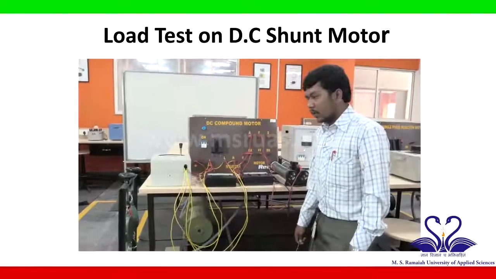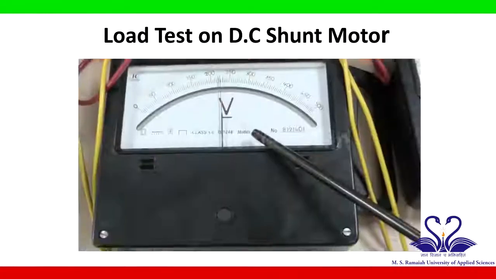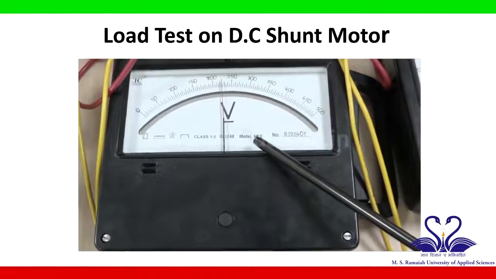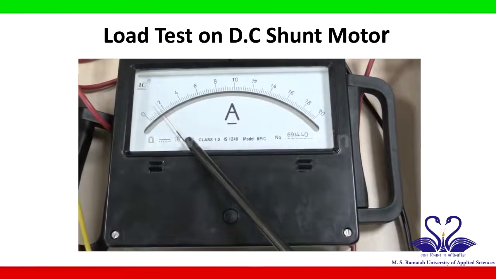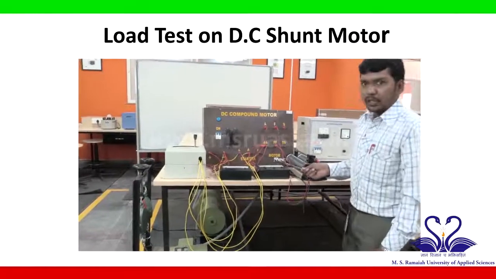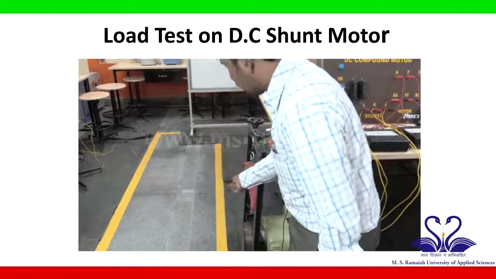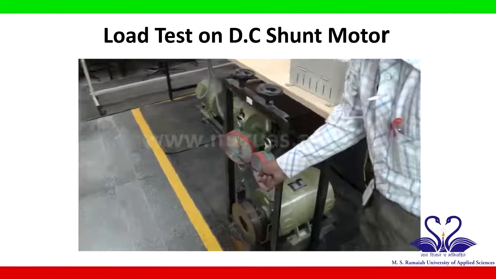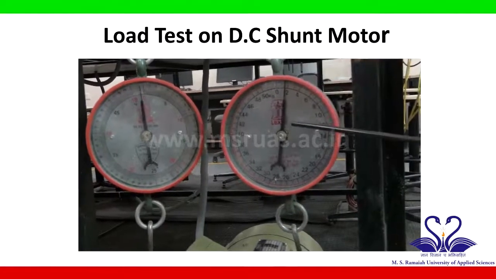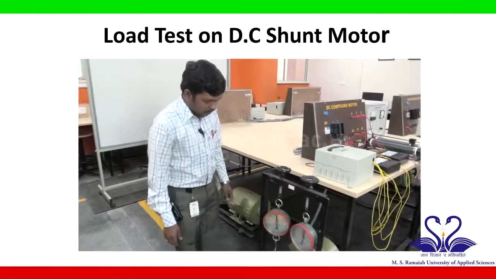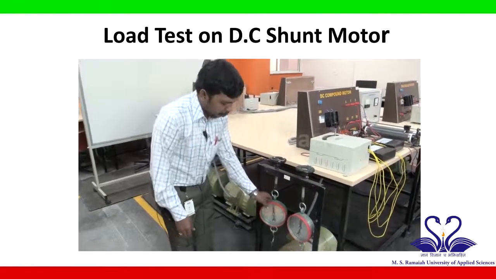Now note down the readings under no load conditions. Here the voltmeter is showing 220 volts and the ammeter is showing 1.8 amperes under no load condition, and also note down the readings of the spring balance, that is S1 and S2. So under the no load condition, S1 is showing 0 and S2 is also 0. Now apply the load by adjusting the brake drum and the rope arrangement.